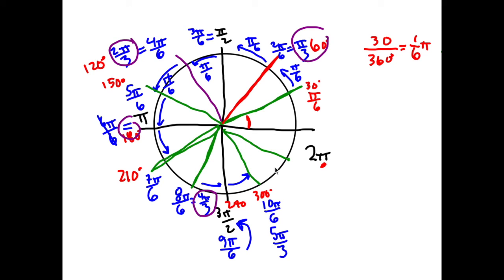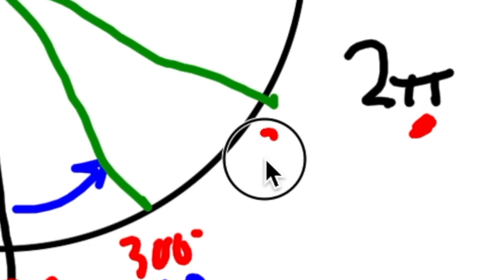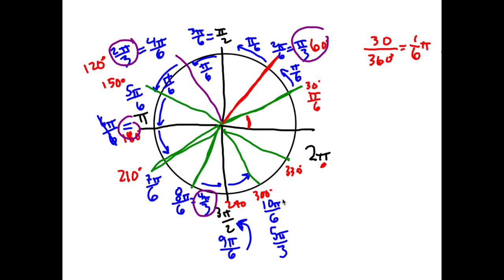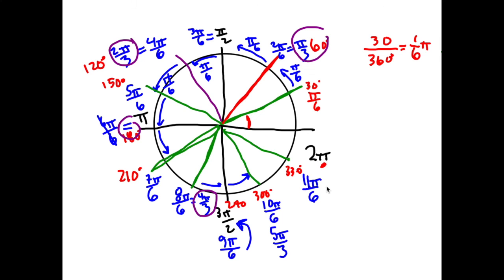Okay, I'm adding another 30 degrees, so it's 330. So that would be what? Add another pi over 6 here. 11 pi over 6. There you go. And last but not least, it gives you 2 pi. So there, we're done.